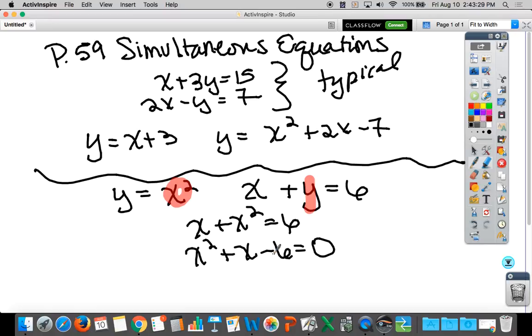Yes? Could you also just move the x and do 6 minus x? Yeah, then it would have been the same thing. You could have moved that and got y, and then you set those equal. Yeah. There's going to be several different paths to these.